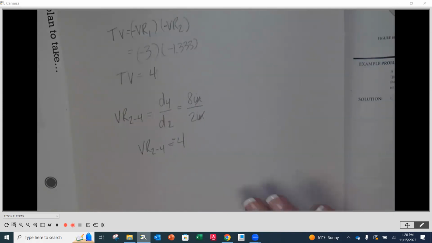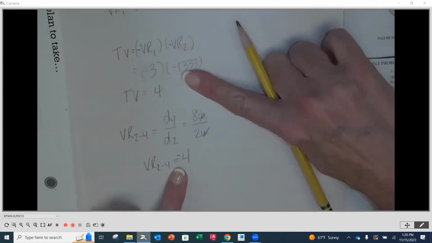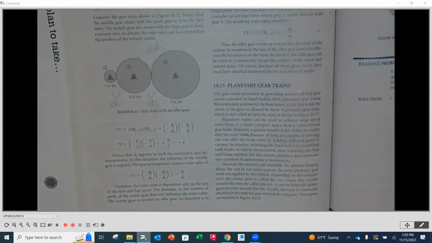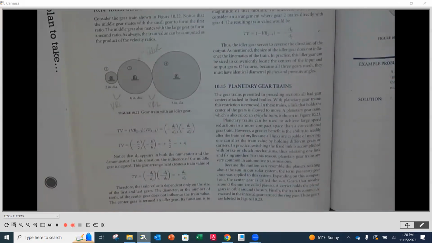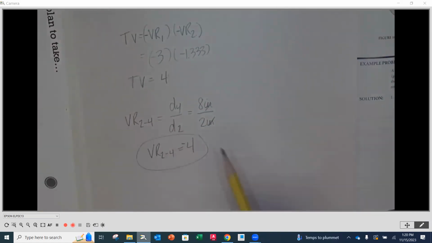So do you see how train value wise, I didn't change anything. The only thing I did was add my idler number 3 in the middle so that it would change the direction to be the same as my input. I give up a little bit of distance, but I get the motion in the same direction. An idler is only for that purpose. It doesn't change the train value at all, because a velocity ratio directly from 2 to 4 is exactly the same number as 2 to 3 and 3 to 4.